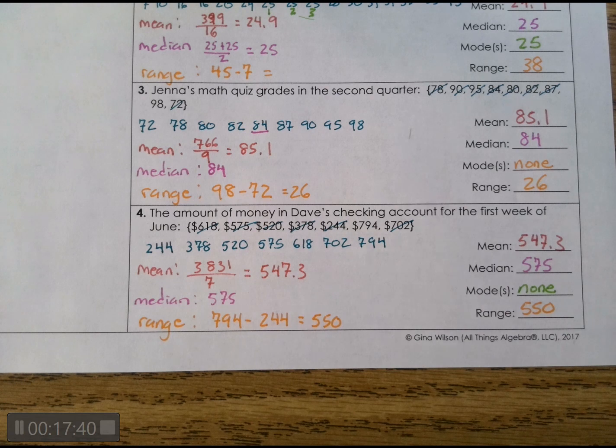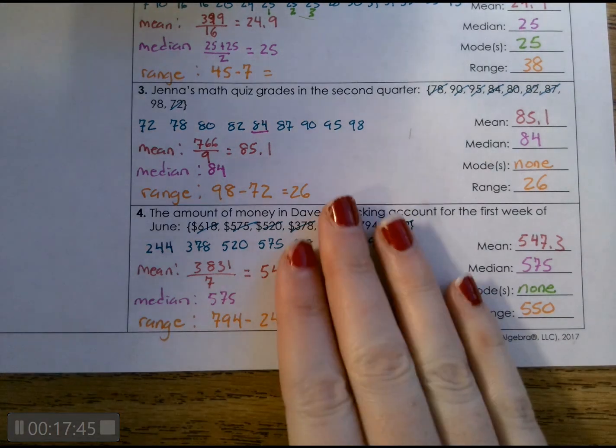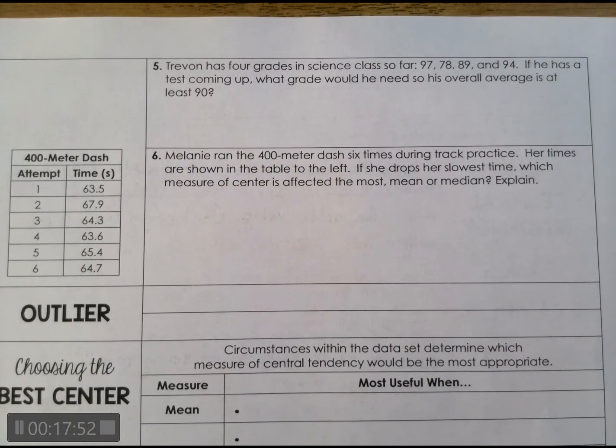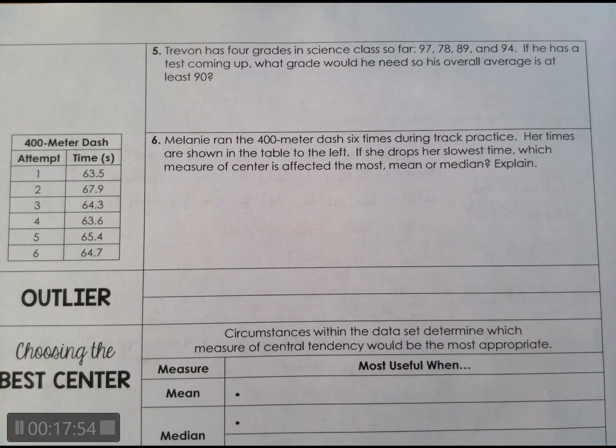Alrighty, so we've just done the entire first page. Now, as always, let's turn to the back. Okie dokie. So, Trevon has 4 grades in science class so far, 97, 78, 89, and 94. If he has a test coming up, what grade would he need so his overall average is at least 90? Alright? So, at least 90, meaning he wants it to be greater than 90, but 90 is okay as well.